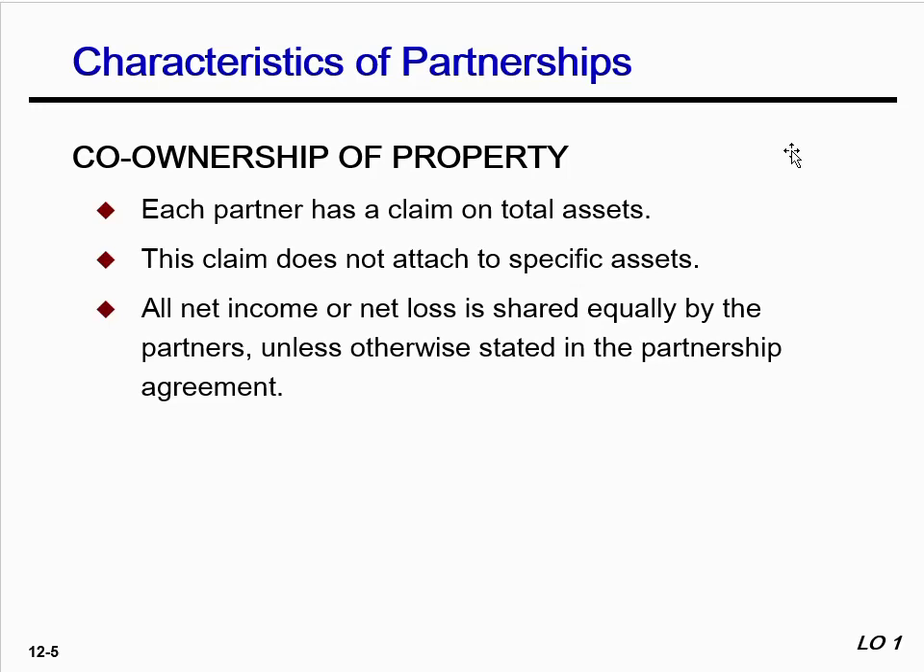So all the net income or losses are shared equally by the partners. But if they are not, then in that case, it should be clearly written in the agreement how the profit and loss will be shared. If it is not mentioned in the agreement, then everybody is going to share equally, either it is a profit or it is a loss. So net income and losses, generally, are going to be shared equally.